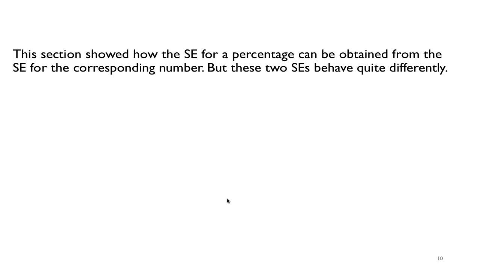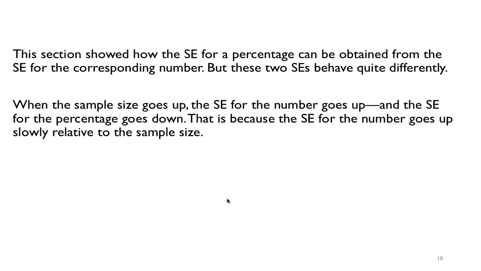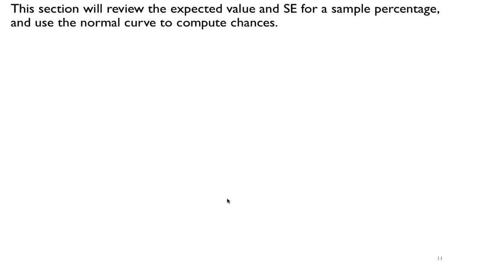Okay, so now we're going to talk about how the SE for percentage can be obtained from the SE for the corresponding number. But these two numbers behave differently. As we saw earlier, when the sample size goes up, the SE for the number goes up as well, but the SE for the percentage goes down, and that's because the SE for the number goes up slowly relative to the sample size. Of course, as I increase my sample size, my standard error will go up, but it goes up relatively slowly compared to the sample size.